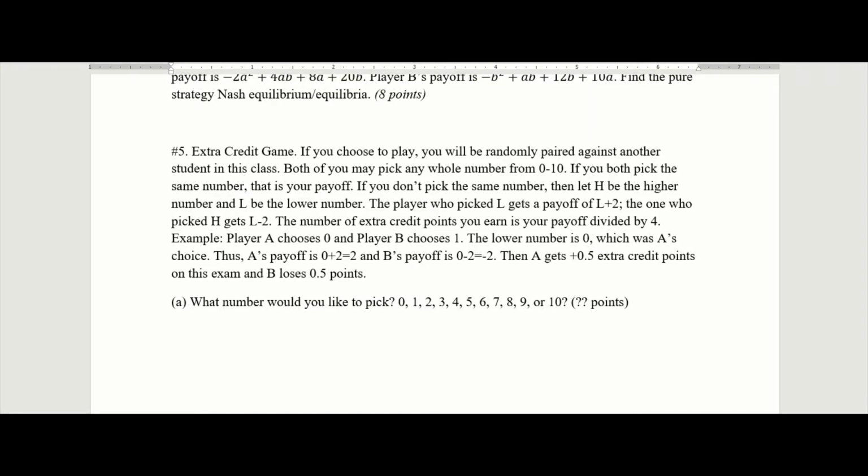Hello, game theorists. So let's talk about that extra credit game we had on midterm 1. As a quick reminder, here's how the rules work.